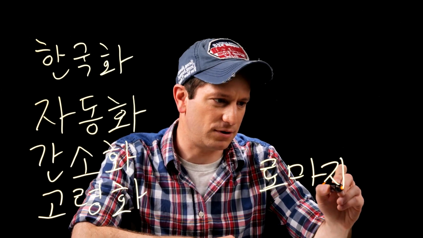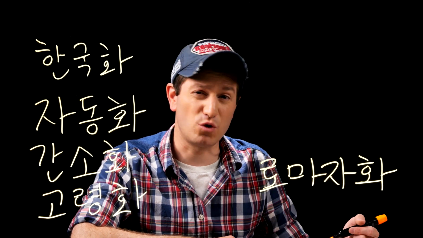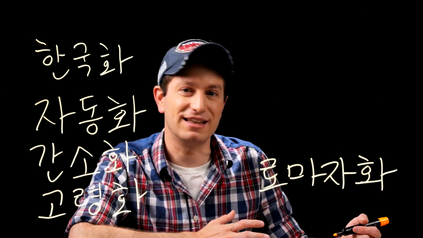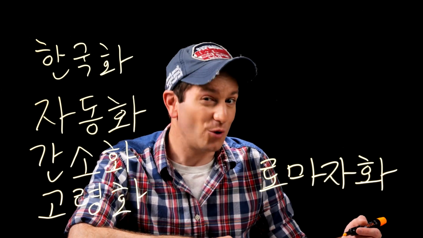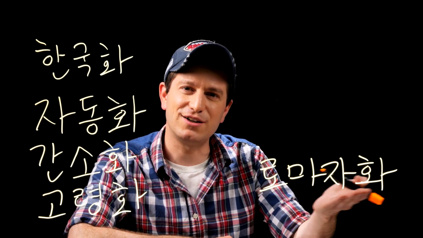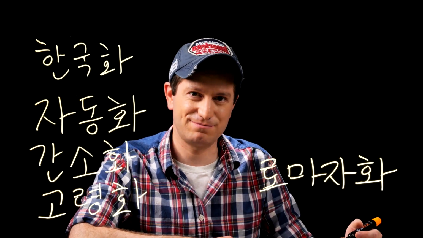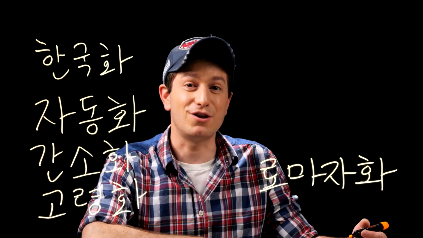Here's one more example. 로마자화. Roma means Rome. 로마자 means Roman characters. So this is like Roman letters, like the alphabet you're familiar with. 화, so ization, Romanization. So things becoming written in regular alphabet characters. This is what I always tell learners to avoid when they're learning Korean because it'll slow them down.